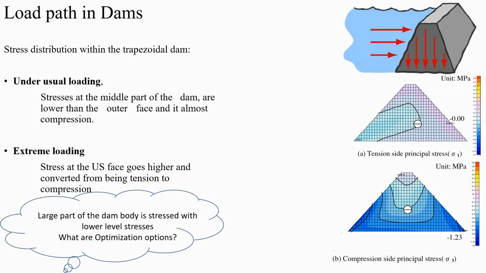However, under extreme loading, stresses at the upstream face go higher and convert from being tension to compression. It can be concluded that a large part of the dam is stressed with lower stresses. So we think about redistributing stresses and increasing stresses in specified zones and generating voids within the dam body for decreasing the consumed material.